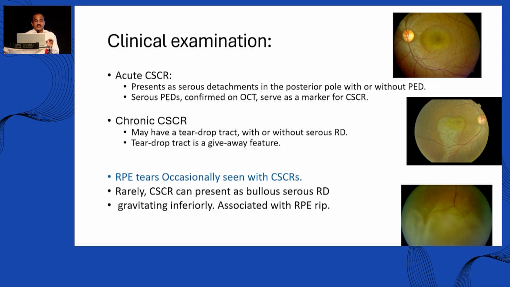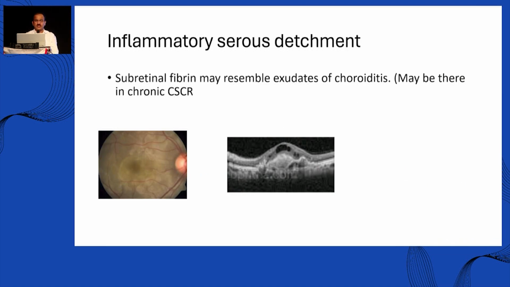And rarely CSR can present as a bullous retinal detachment like this inferior area, but if you look carefully, you can trace the track up to the central area. This is important. I have seen patients.